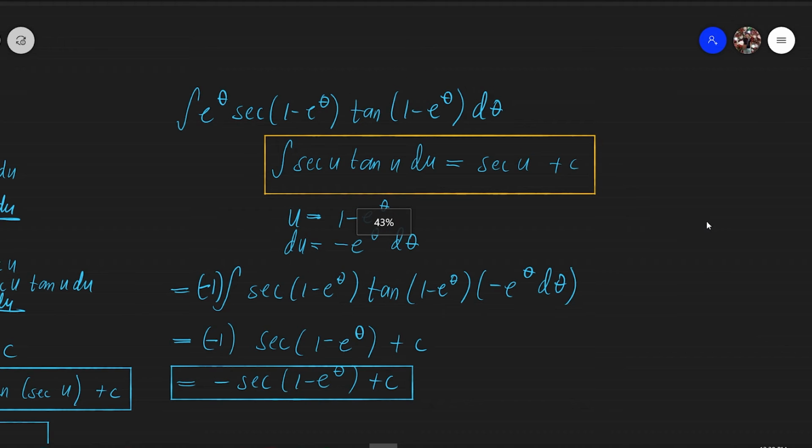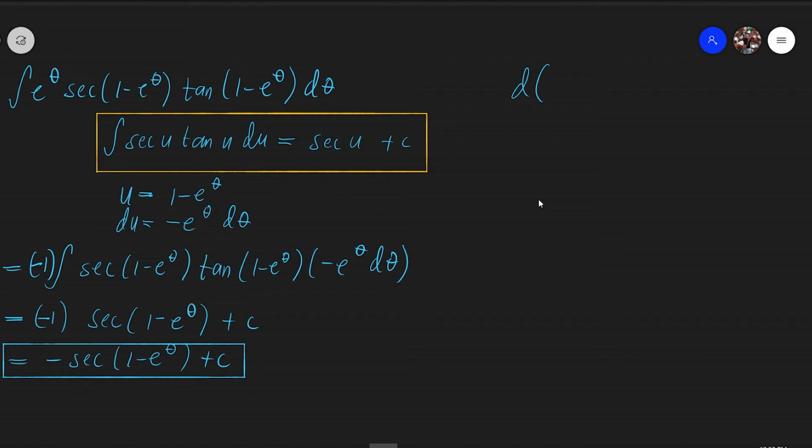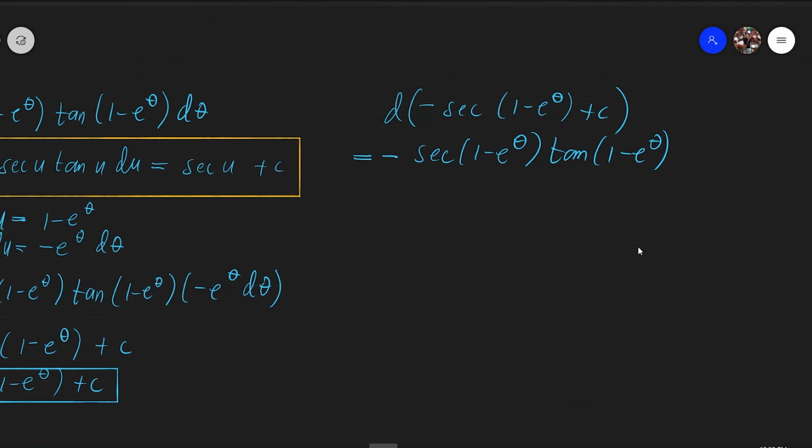Okay, now to check, let's check our answer. We just need to differentiate our answer, which is the negative secant of 1 minus e raised to theta plus c. So this will be equal to the negative; the differential of secant u is secant u tangent u du. So this will be the negative secant of 1 minus e raised to theta, tangent of 1 minus e raised to theta, and du. Your u is 1 minus e raised to theta, so we will have the differential of 1 minus e raised to theta.